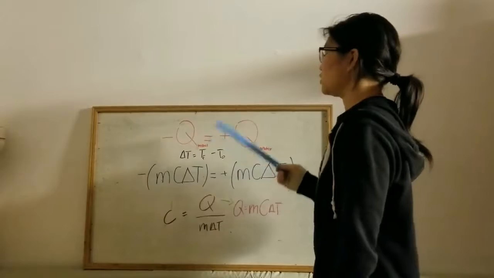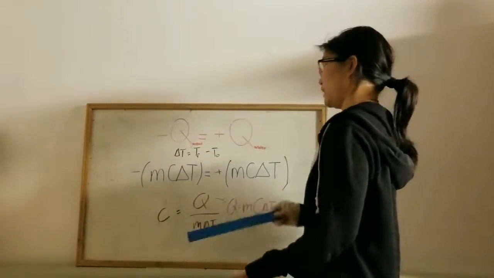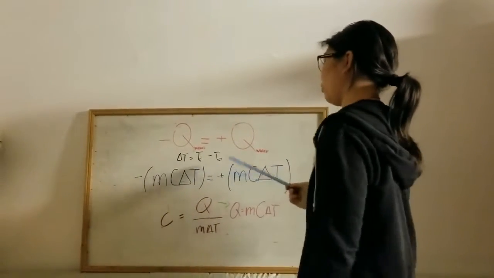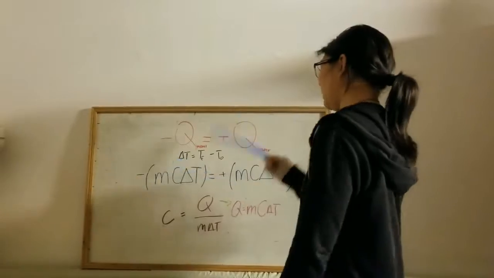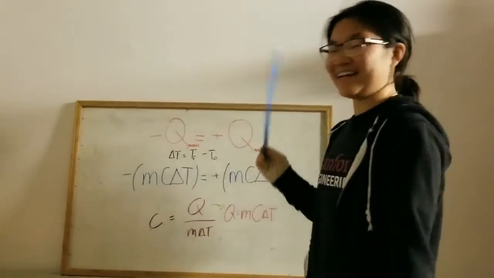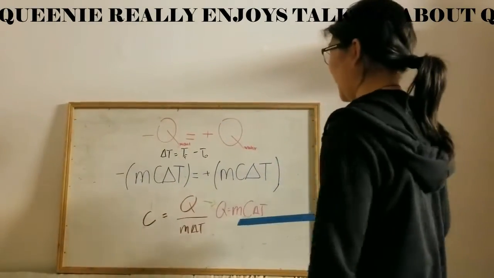So when you set your equations equal to each other, remember they're equal to each other because the energy released is the same as the energy absorbed. You put a negative in front of the Q for the metal, which is already negative. So you end up with a positive equals a positive, but really you're doing negative Q equals positive Q. And from here, you can do negative MCAT equals positive MCAT.